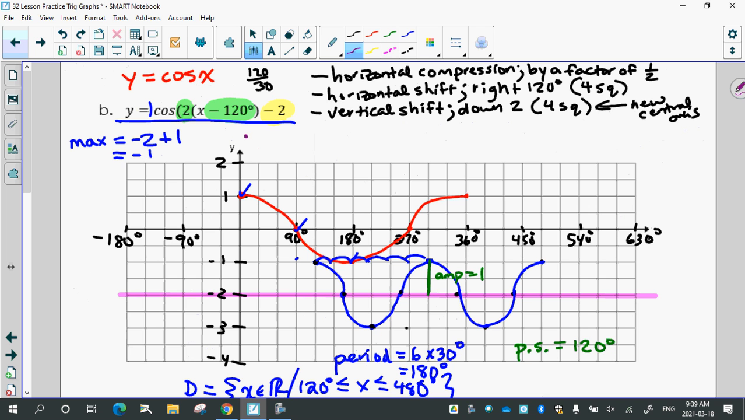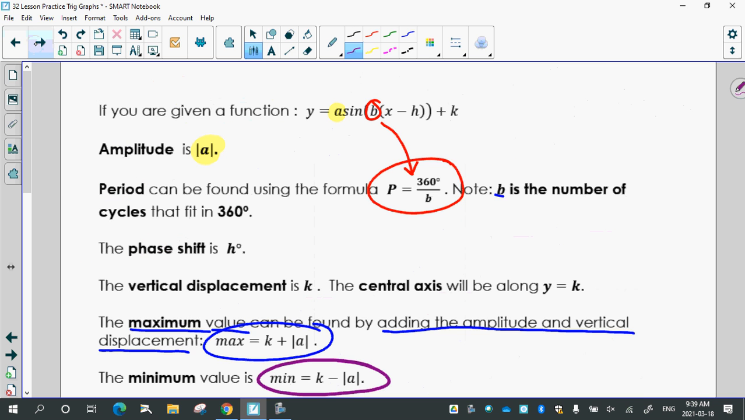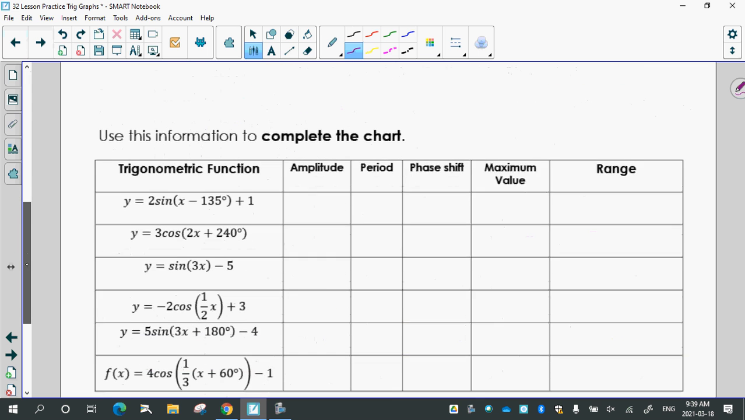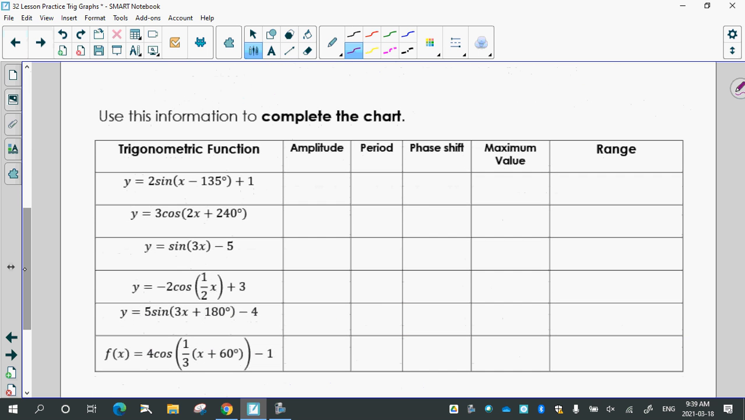Here, the minimum is the k value, which is -2, minus the a value, which is 1. So the minimum should be -3, which it is. Okay? So that formula you can use as well. And all those things are going to help us be able to complete a chart or a table like this without drawing any of the graphs.